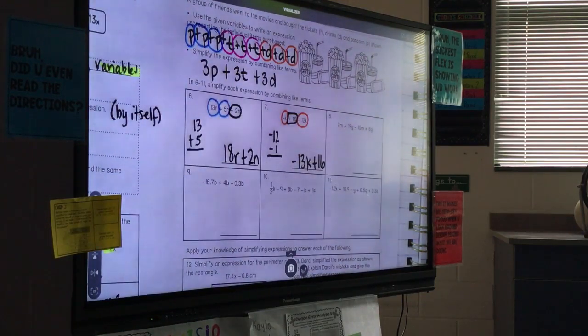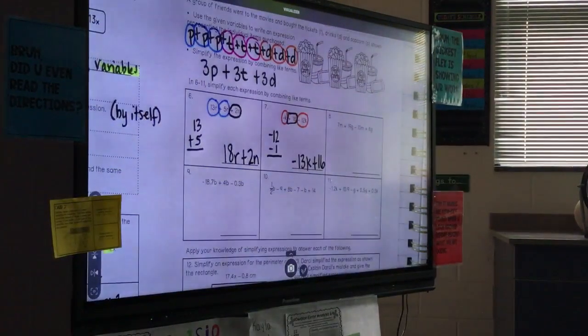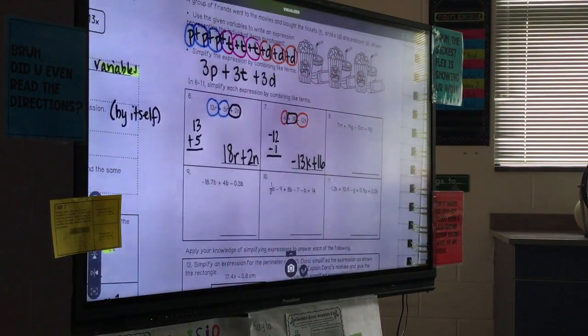All right, let's go ahead and go over these. It's okay if you're not finished. So this next one over here: 7m plus 19g minus 10m plus 6g.